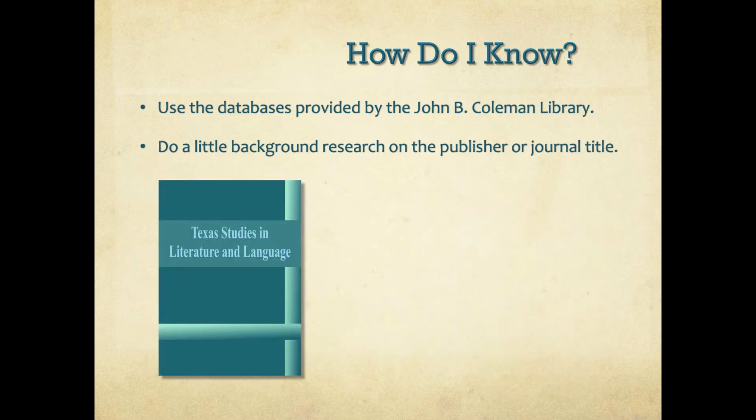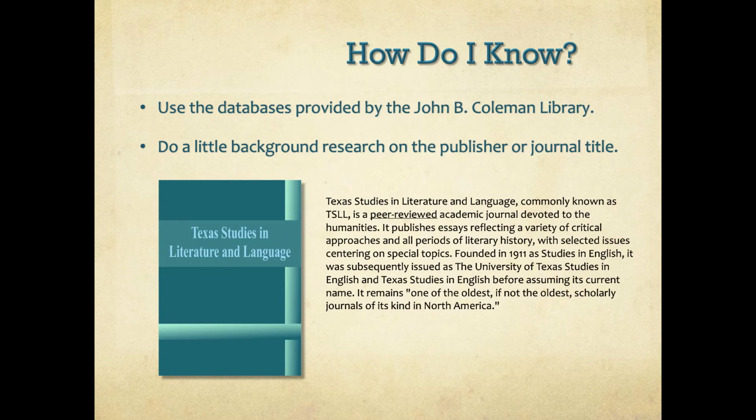So let's say we find an article and it is in this journal, Texas Studies in Literature and Language. Again, just the title sounds pretty academic, but we always want to double check and make sure, right? So again, if we just go to the Wikipedia page for Texas Studies in Literature and Language, here's what we find. This journal, commonly known as TSLL, is a peer-reviewed academic journal devoted to the humanities. That tells us pretty much everything we need to know right there. We've got peer-reviewed, that's one of the key phrases we're looking for, and it says it's an academic journal.